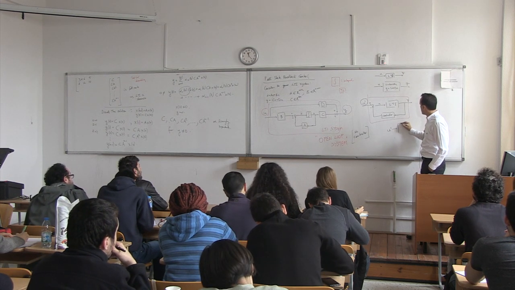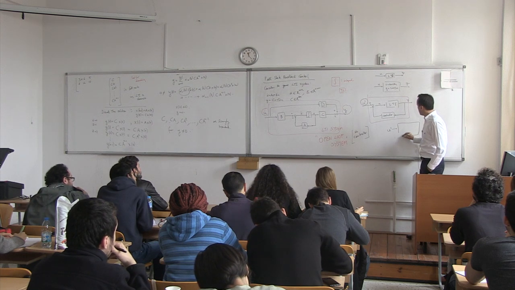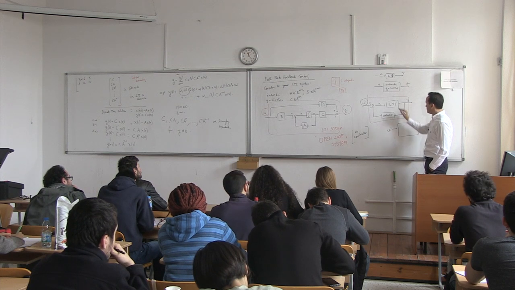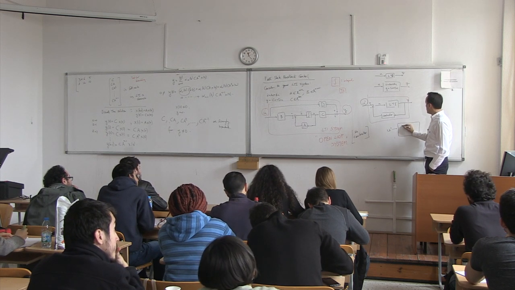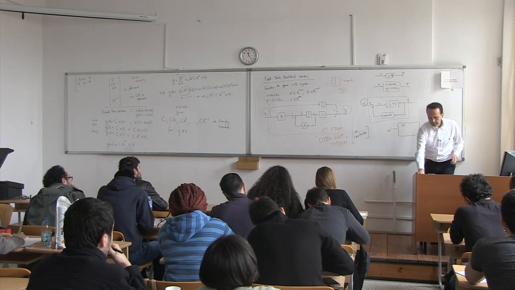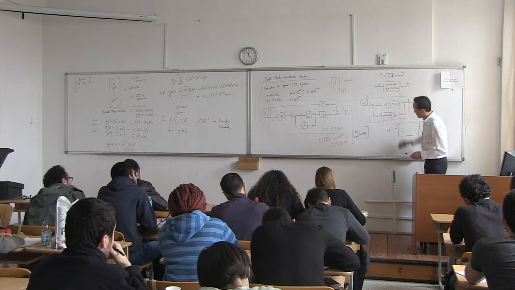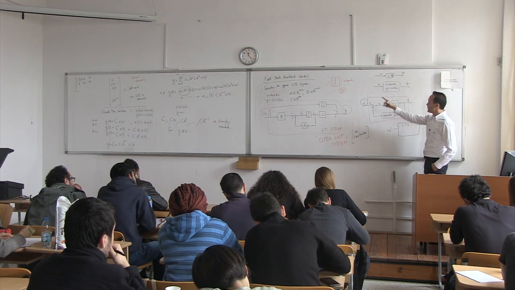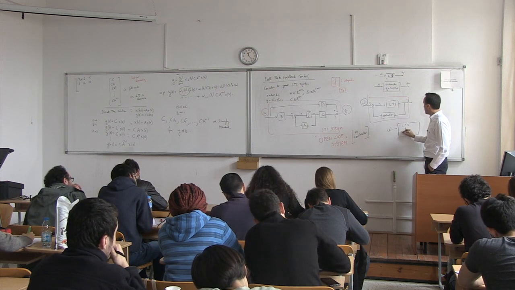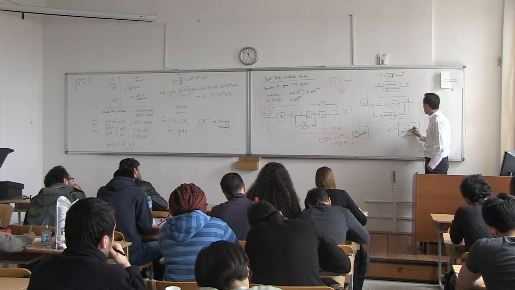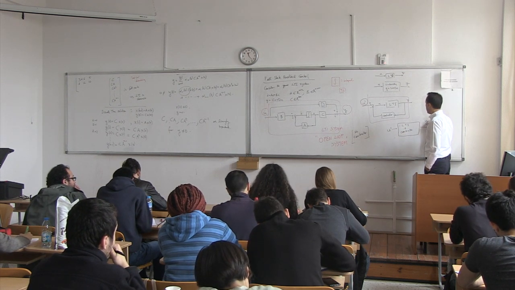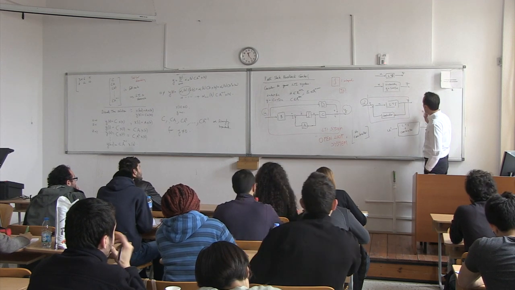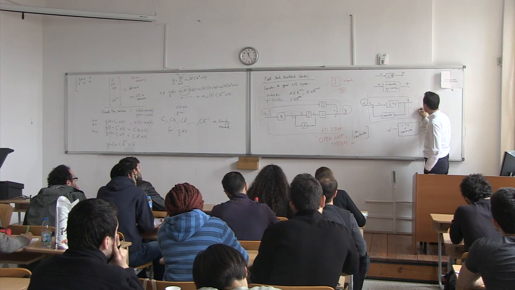And here you don't have that open loop system anymore. We have the LTI, the linear time invariant system, plus we have a controller, and the output is Y. Okay? And because we have a feedback here, we call it a closed loop system.